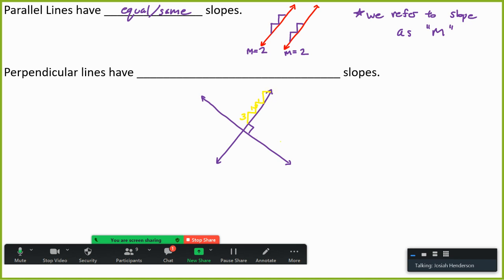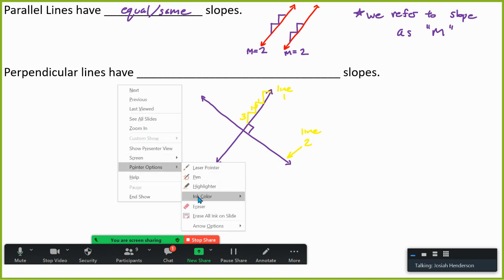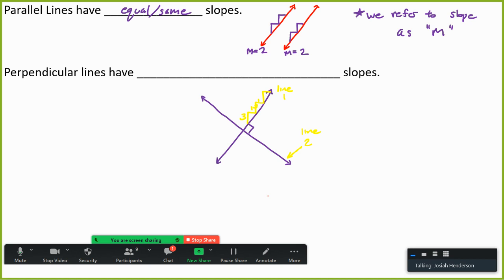Well, obviously, line number 2, if I've got one line, we'll call that line 1. The other one is line 2. Well, line 2 is not going up and over, is it? It's going down and over, down and over. So they can't have the same slope. And here's where things get kind of specific and special. They have what's called opposite reciprocal slopes.